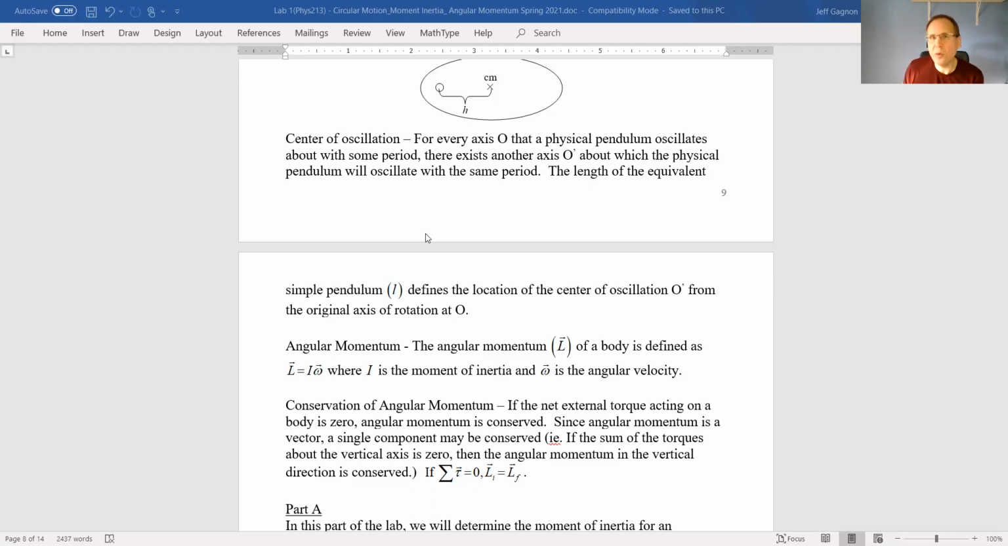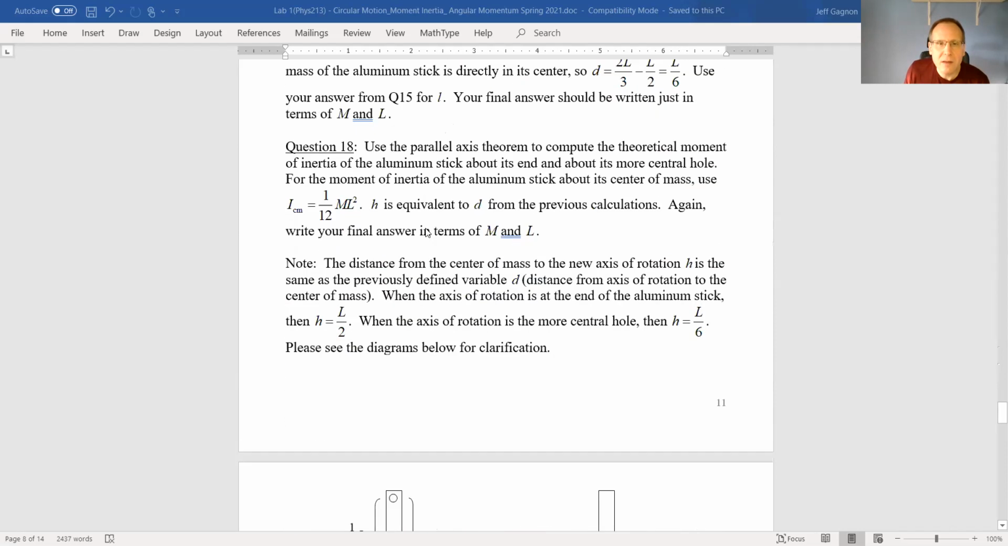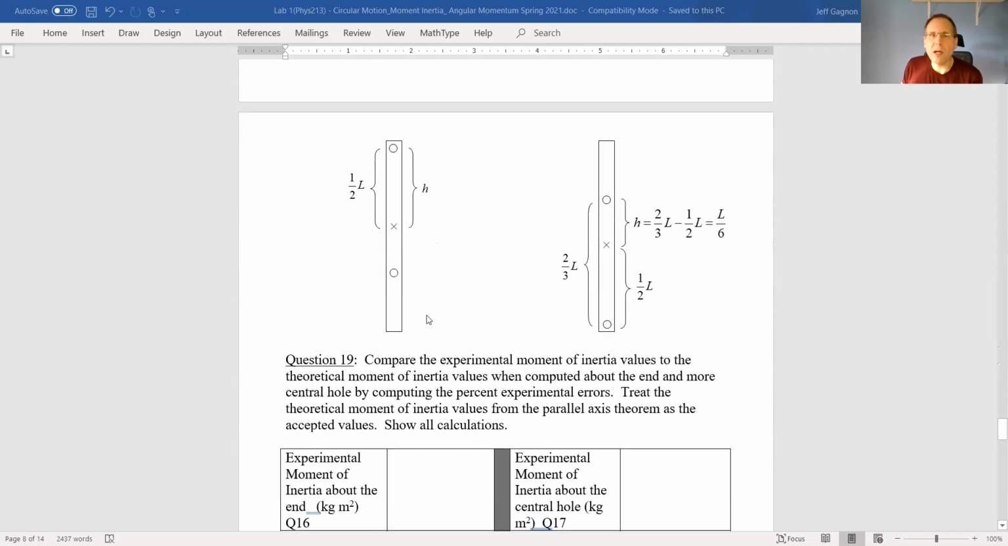It's actually about 2/3 of the distance from the end. Actually, let me go down and show you a picture of this. We're going to rotate about the end point right here, and it's going to oscillate back and forth with a certain period. Then it turns out if, instead of using this point as my axis of rotation, I hook it up to this point right here, and now it oscillates back and forth about this point, it'll have exactly the same period as the original one did when it was oscillating about the end. So this more central hole here is called the center of oscillation.